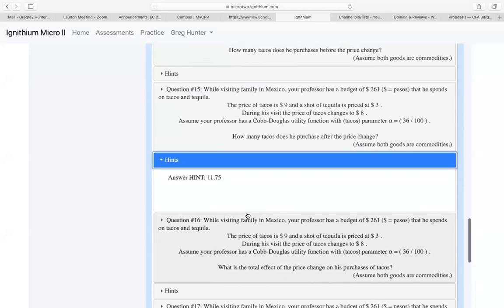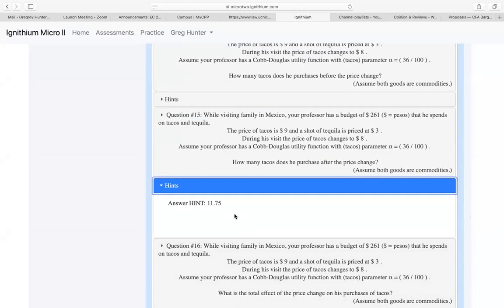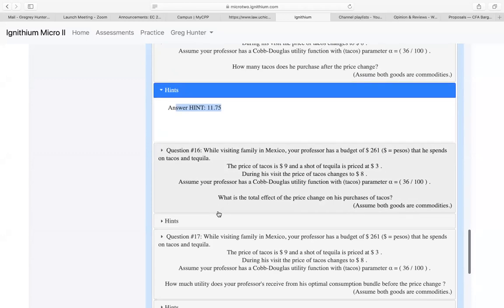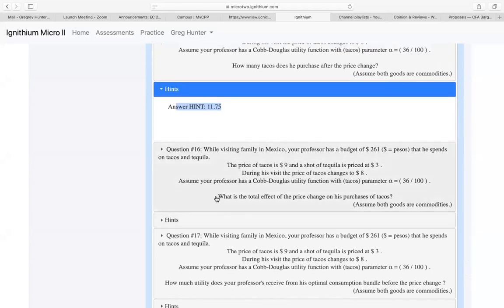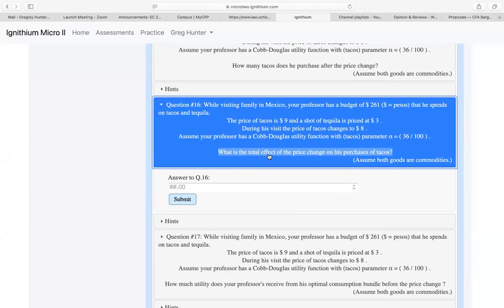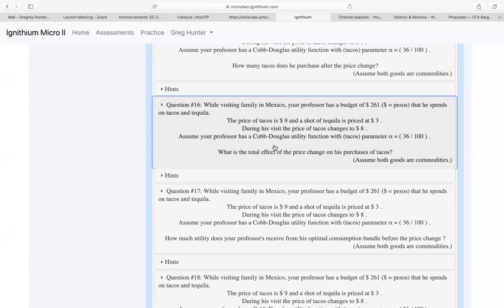So you with me, Brian? I'll just chat with you for a minute. Yeah, I'm here. So there's your answer. And so now we get down to 16, and we start to have to estimate the effect of the price change on the purchase of tacos. It's saying the total effect, and they're talking about the total change. And so you notice we had a price decrease. You have to really be careful and thoughtful when you compute these changes.